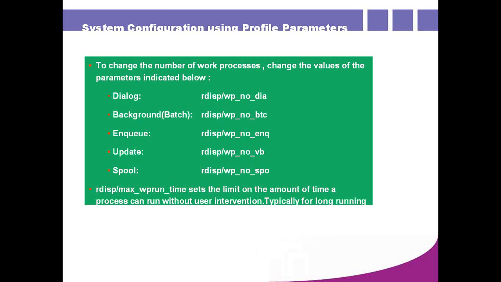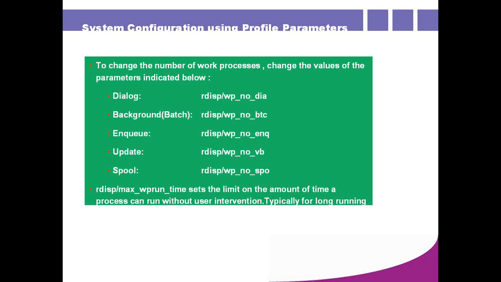Yeah, okay. See, this is rdisp/wp_no_dia to configure dialog work process. BTC is for background, ENQ is for enqueue, update is by VB, and spool is by SP. And there is one more parameter you are seeing in the last but one line, rdisp/max_wprun_time. This is the parameter to control the runtime of your dialog.